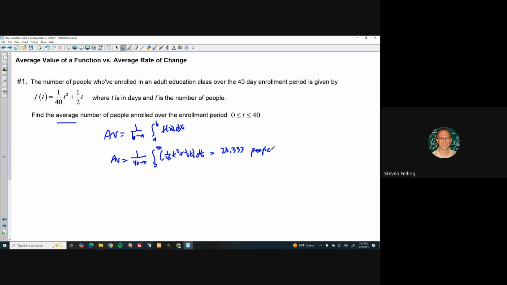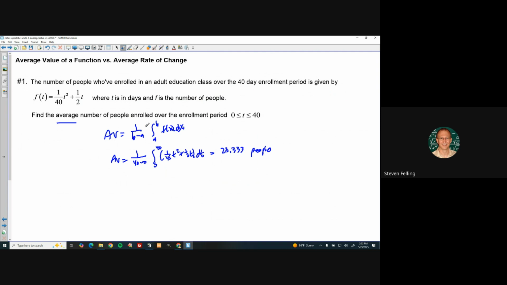You should not round this to the nearest person. You should leave that accurate to 3 decimal places. An average is a computed number, so it does not have to be an actual value that's in the set. So you should leave that unrounded. Great, and that's it. That's all there is to average value.